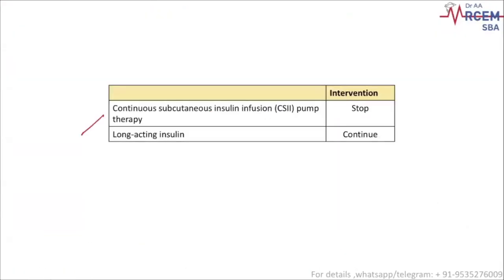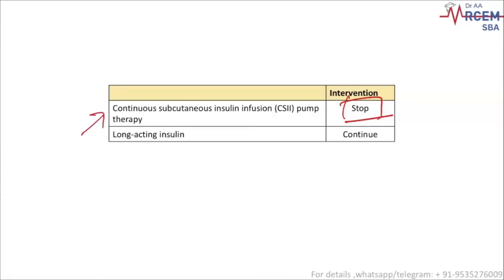What about if the patient is on an insulin pump? If the patient is on an insulin pump, stop it. Usually a subcutaneous implanted insulin pump will be present. How to stop it? The patient will be aware of it. It depends from manufacturer to manufacturer. If you ask the patient to stop it, they usually stop it.